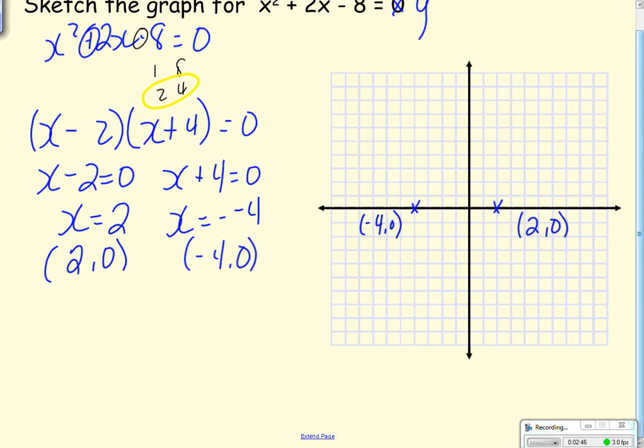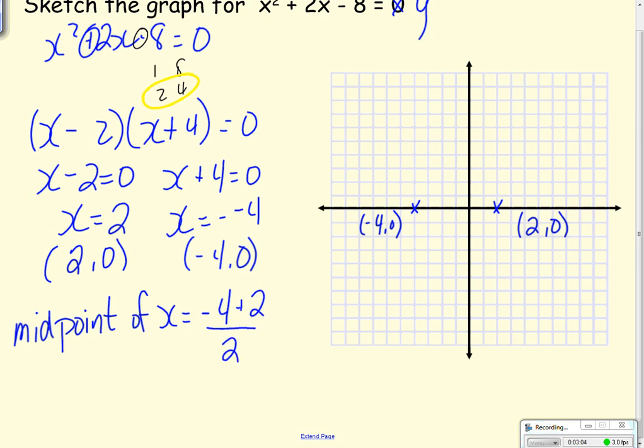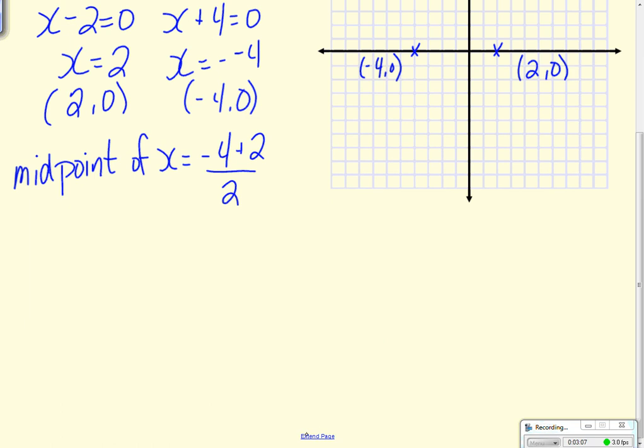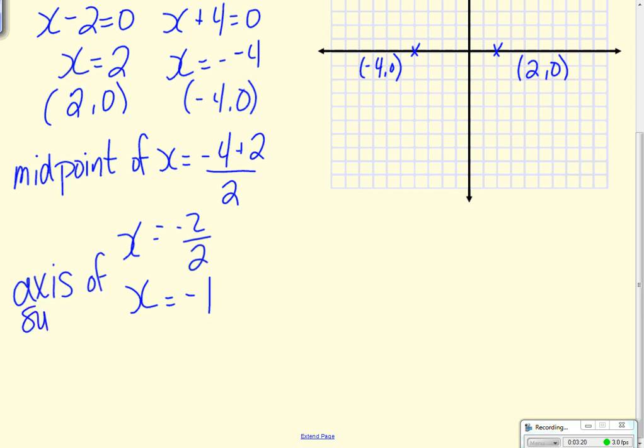Now we need to find the midpoint for this line segment that we've created, the line segment from (negative 4, 0) to (2, 0). So the midpoint of x is what I'm going to call it. What we do is add our x coordinates, so negative 4 plus 2, and we divide it by 2. Negative 4 plus 2 is negative 2, so we're going to end up with negative 2 over 2, and so x will equal negative 1. That is our axis of symmetry. That's the equation for our axis of symmetry. Just label it as axis of symmetry, and you've already got that done.